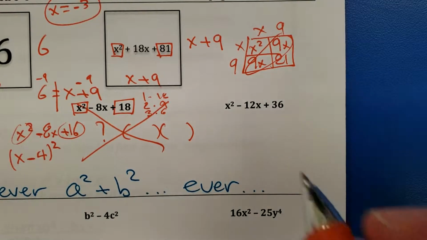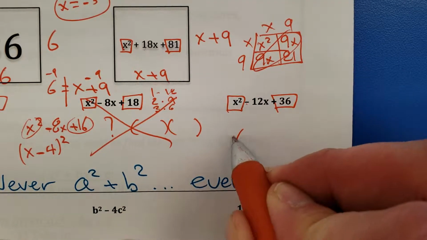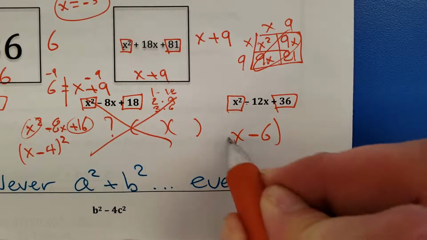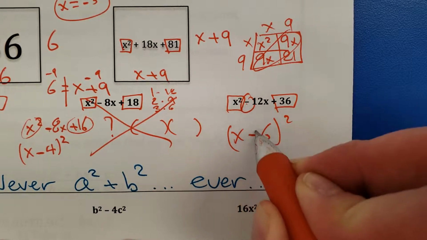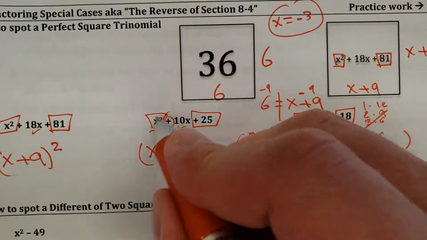Okay, this one. Something squared, something squared. Ooh, a minus. I'm guessing it was x minus 6 squared. That minus sign is going to go into the binomial. This plus one, this plus one.